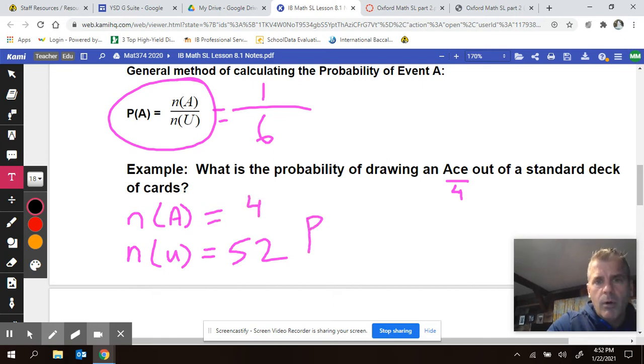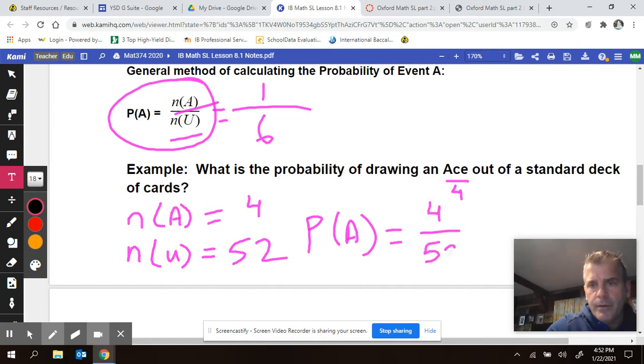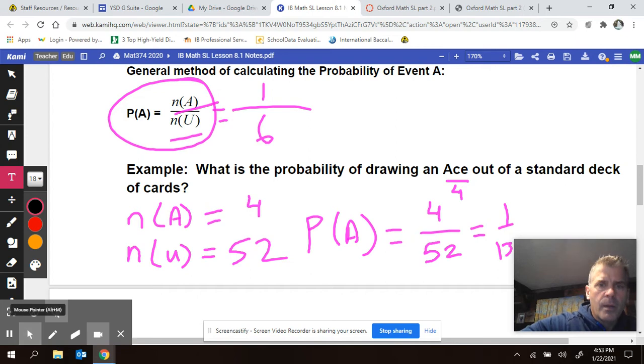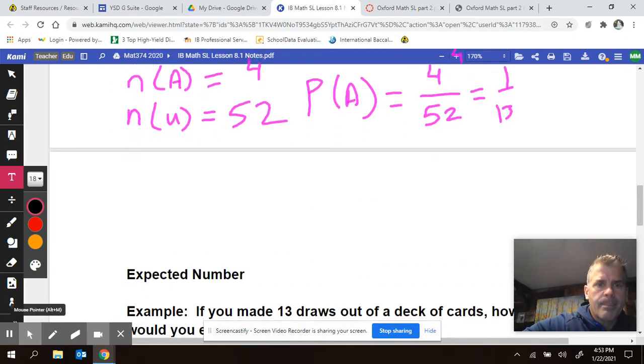So then we would say, well, what's the probability of A? And that's where we're going to go n of A divided by n of U. So there are 4 aces out of 52, which simplifies, I think, to 1/13th. And then you can turn that into a decimal, into a percentage. All right, let's do one more thing here.